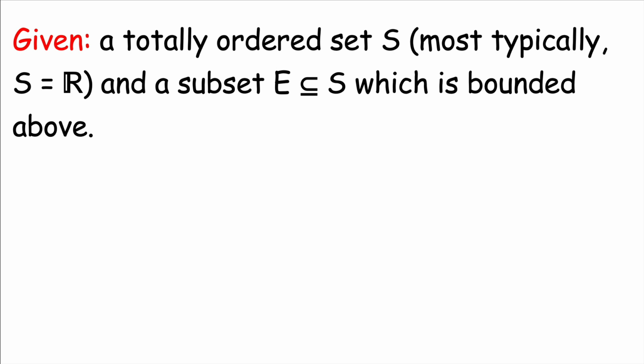We are given a totally ordered set S. Most typically we think of S as being the real number line, and we imagine it as being a number line. There's a total order on it. If A is to the left of B on such a line, then we think of A as being less than B. We are also given a subset capital E of S, which is assumed to be bounded above. This means there exists an element of S which is greater than or equal to every element of E.